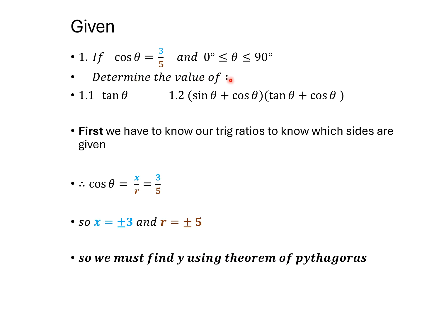They want me to determine the value of tan theta, and then 1.2, sine theta plus cos theta, and tan theta plus cos theta. So I need to understand that cos theta is x over r. So given 3 over 5, I need to know that x equals 3 and r equals 5. But I must be very careful and see, depending on which quadrant I'm working in, whether the value is positive or negative. Here it's in the first quadrant, so everything is positive.